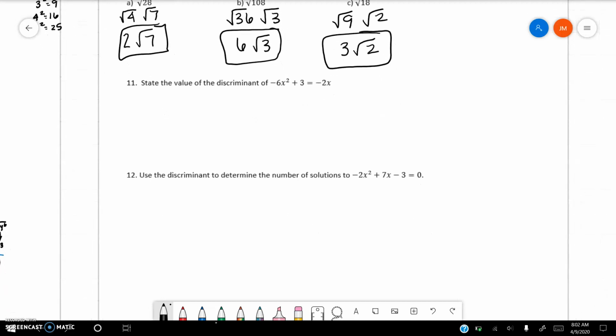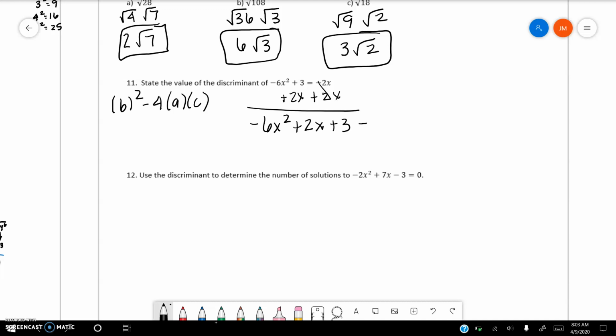For number 11, it wants us to find the discriminant. So this is where we're going to do b squared minus 4ac. But again, we want to make sure it's set equal to 0. So we need to bring this 2x over to the left-hand side. So we are actually working with negative 6x squared plus 2x plus 3 equals 0. And now you have your a, b, and c.